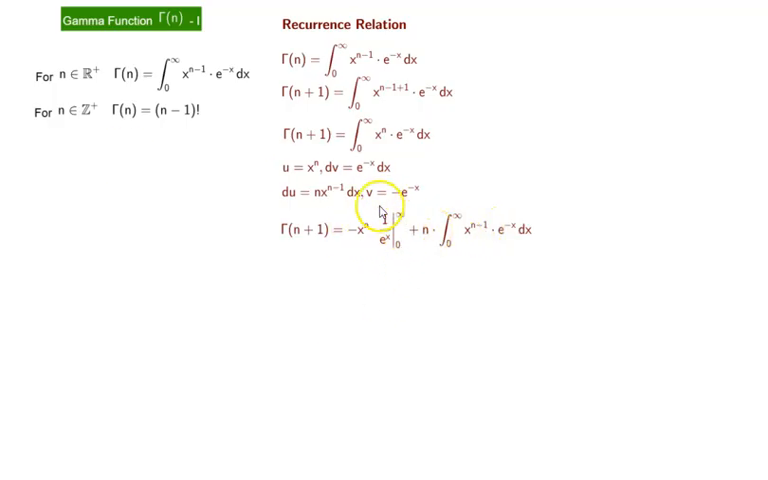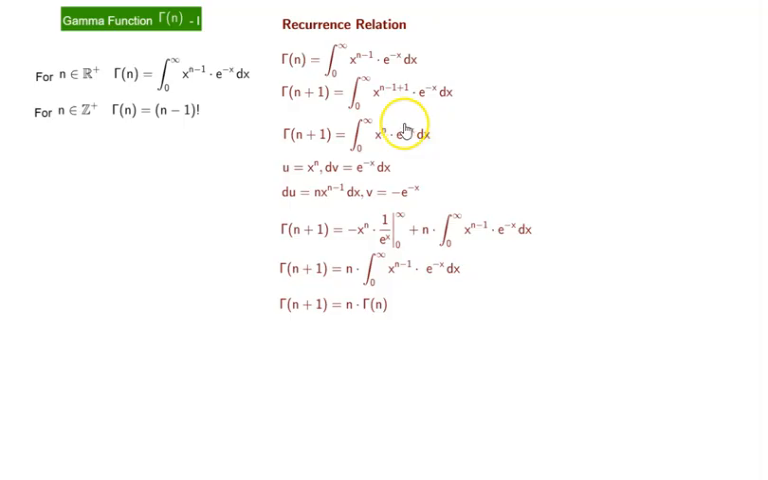Now here, the first term, if we look at it, becomes 0. So that means it disappears and we are left with the second term alone. But this term is nothing but what we had started off with, that is gamma of n. So we have gamma of n plus 1 is equal to n times gamma of n.